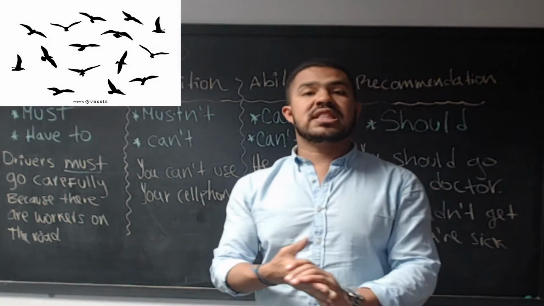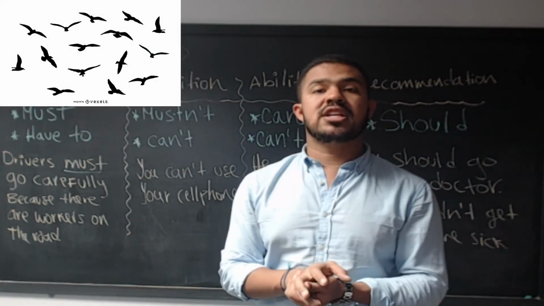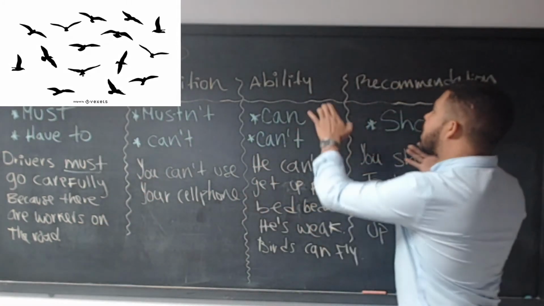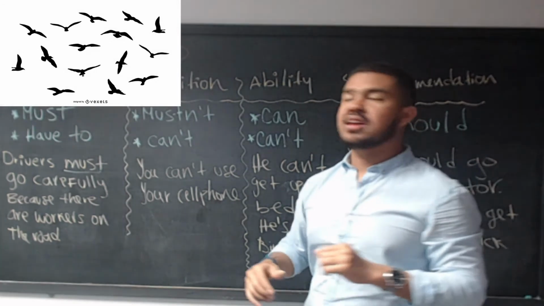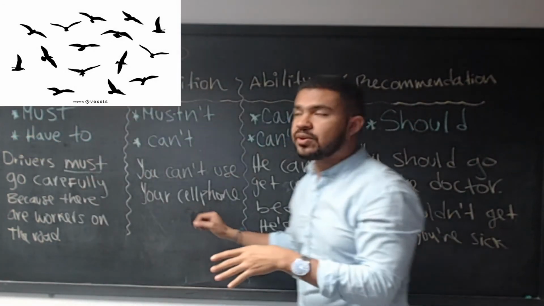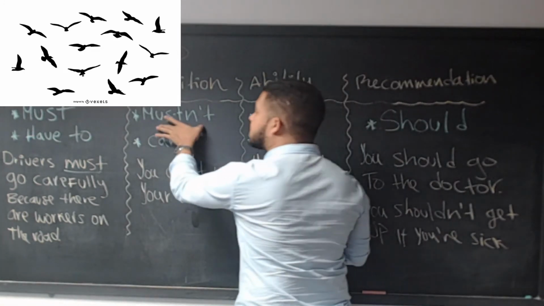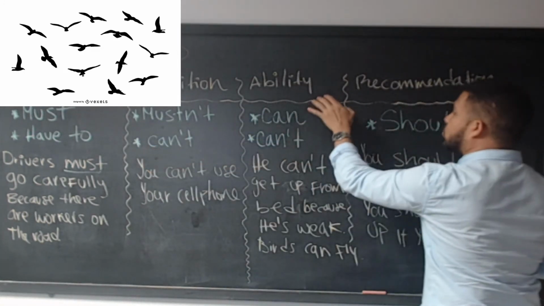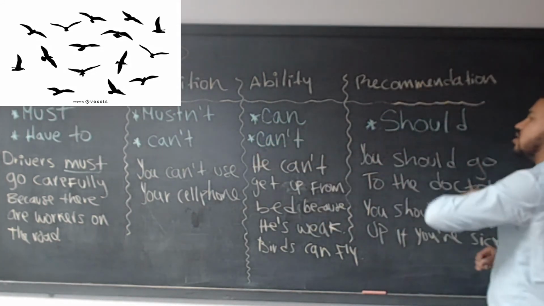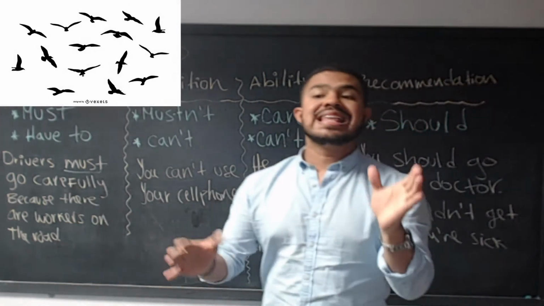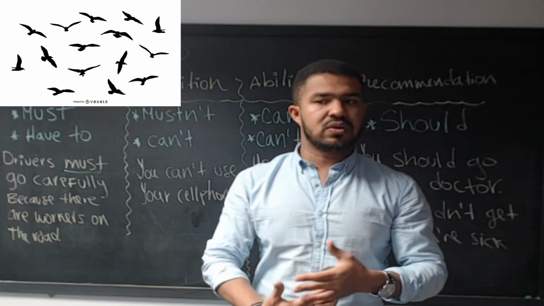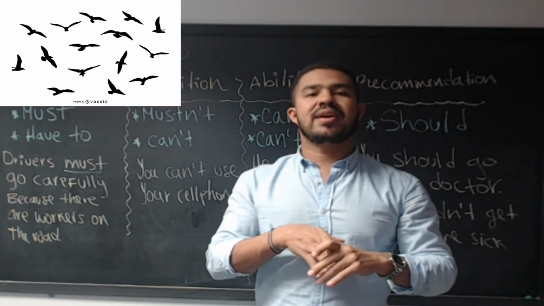So guys, to finish the class, to summarize the class, today you guys learned how to express an obligation, how to express prohibition, ability, and recommendation, okay? So to express obligation, you use must or have to. To express prohibition, you guys use mustn't or can't. To express ability, you use can or can't. And to express recommendation, you guys use should, okay? Now, this is the moment to ask questions about the hoja de ruta and whatever, okay?